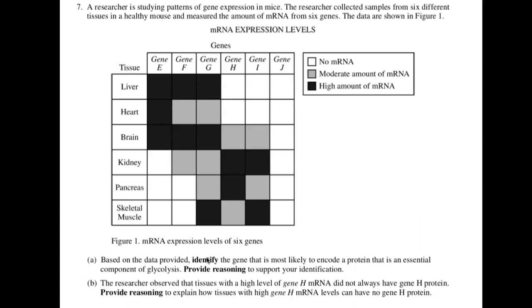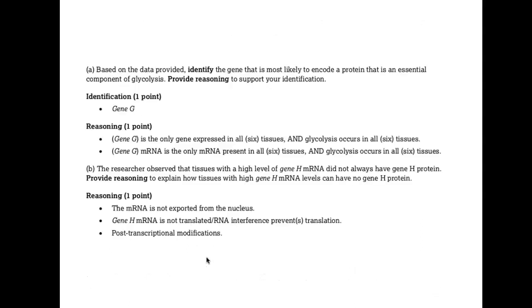All right, on B, it says the researcher observed that tissues with high levels of gene H did not always have gene H protein. Provide reasoning to explain how tissues with high gene H mRNA can have no gene H protein. So we have tissues that are making mRNA but not making the protein. So this was part A, if you want to look at that, this is how they worded it. Part B, how can you have mRNA in that tissue but no protein?